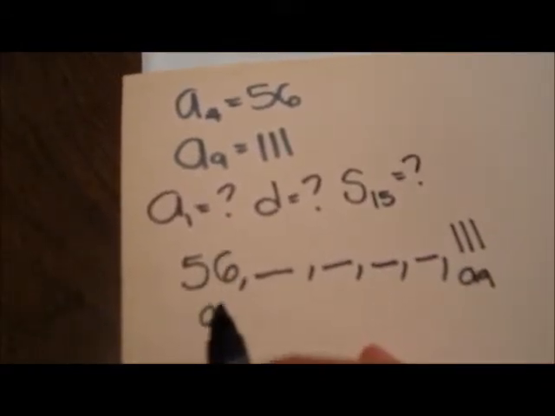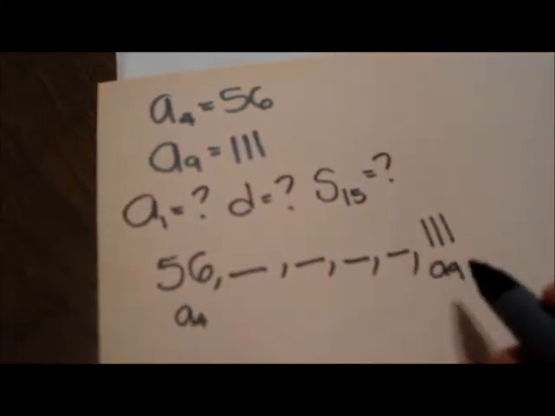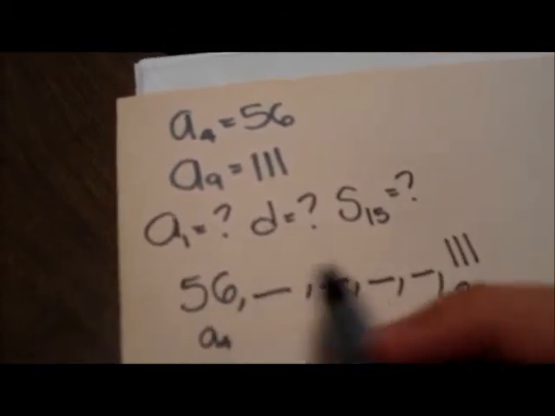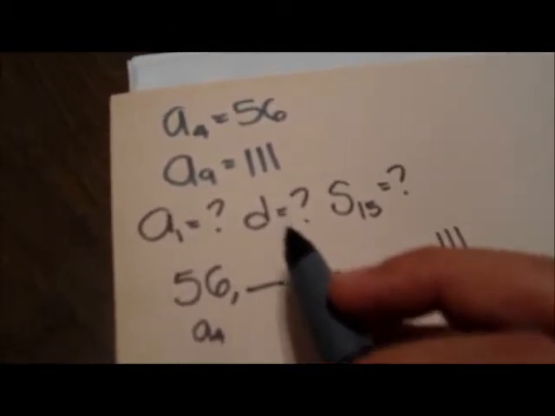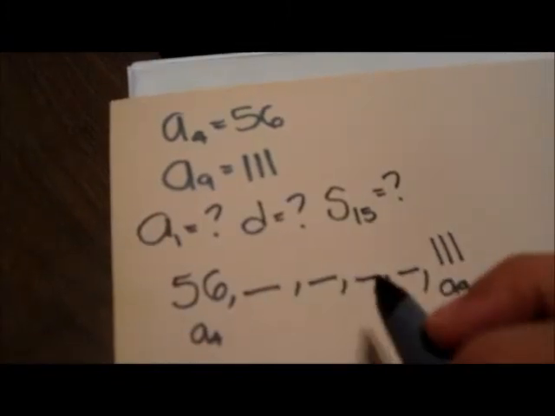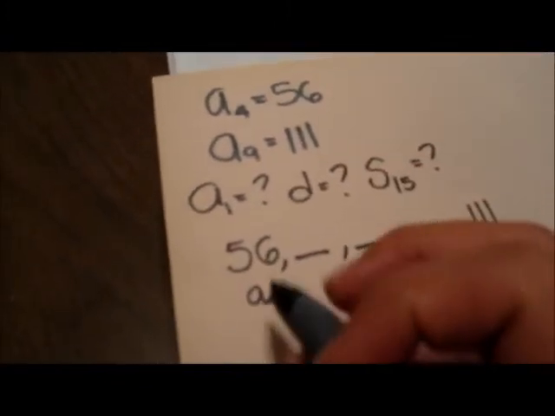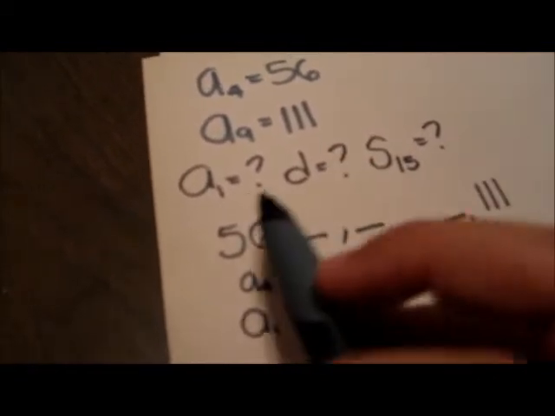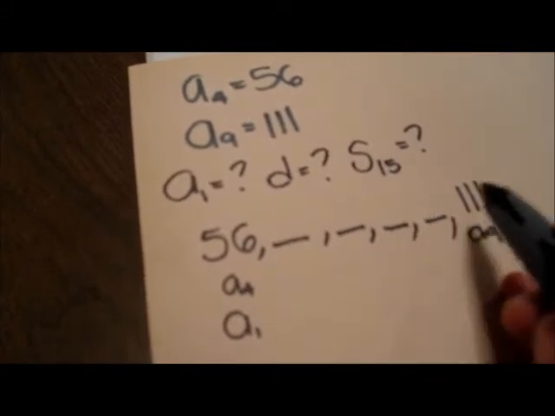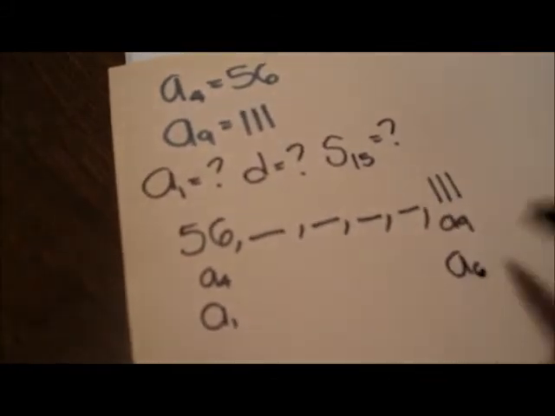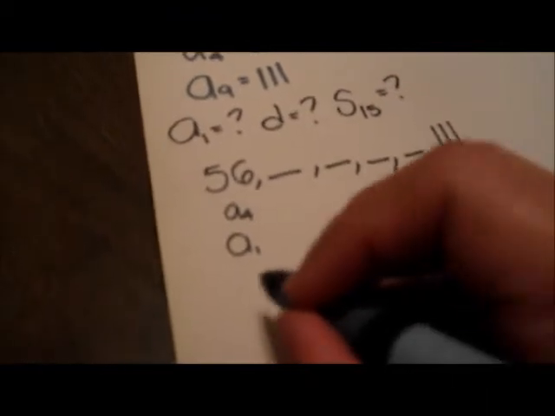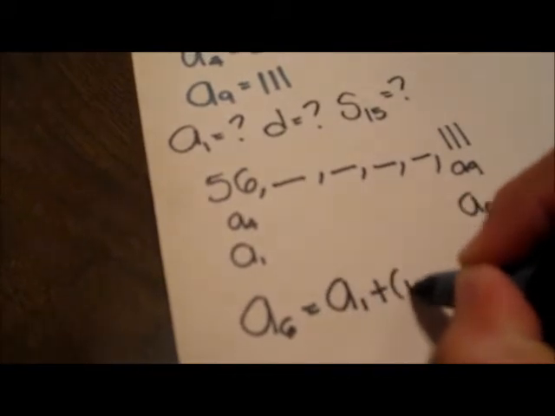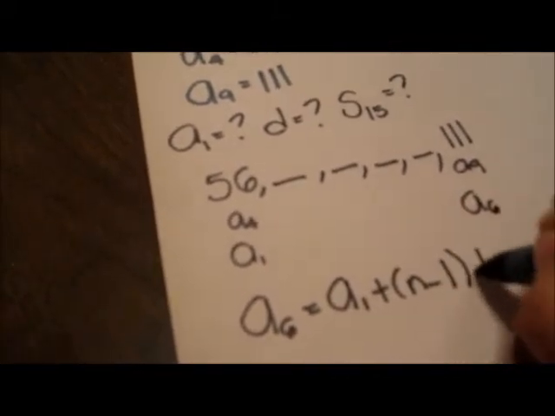We can see that 56 represents the fourth term and 111 represents the ninth term. If we analyze this part of the sequence, we will find out d, and we can also find the first term. So let's start. To solve this problem, we change this one to the first term, and this one to first, second, third, fourth, fifth, the sixth term. If we change it like that, we will have a6 equals a1 plus n minus 1 times d.